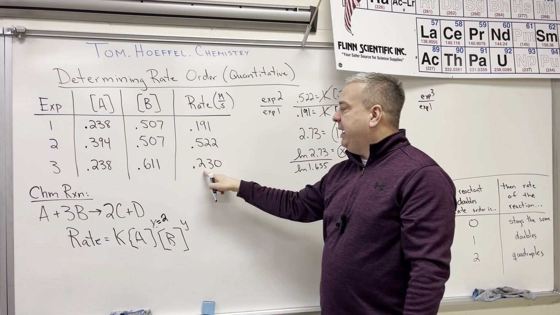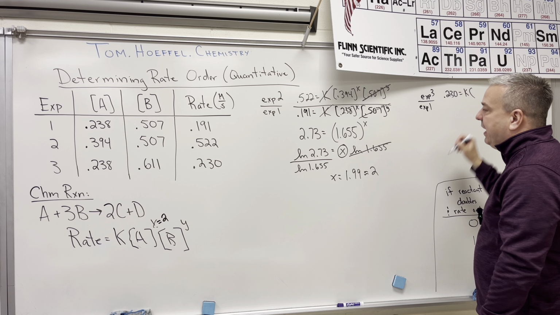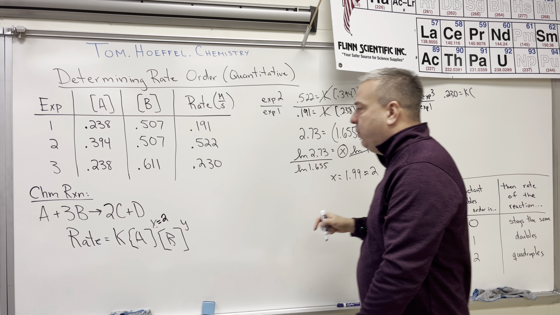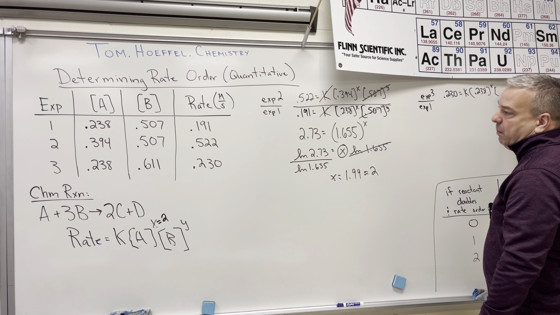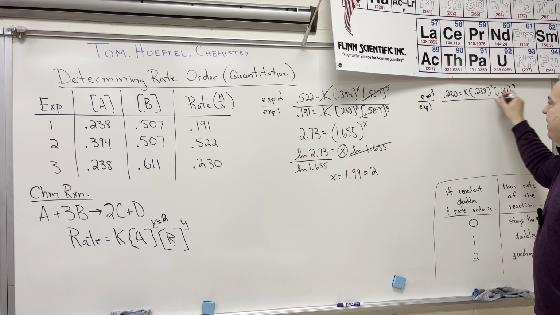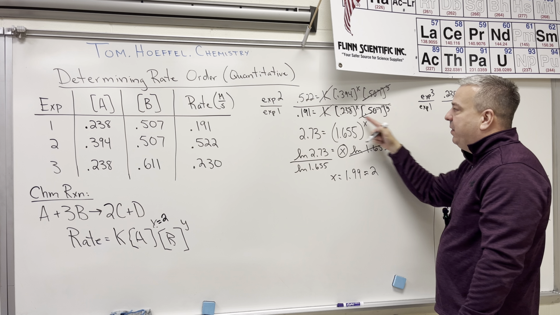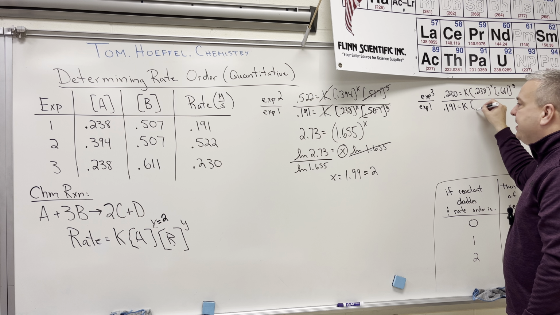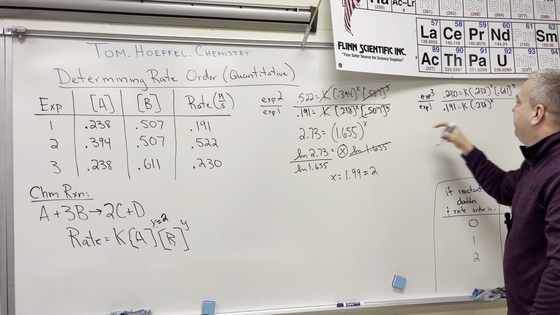So experiment 3 has a rate of 0.230, and that's equal to K times the concentrations of 0.238 and 0.611. 0.238 to the x, and then 0.611 to the y. And then we're going to put experiment 1 on the bottom. Okay, now if you remember, this was experiment 1, so I'm just going to transpose this again. 0.191 is equal to K times 0.238 to the x, and 0.507 to the y.